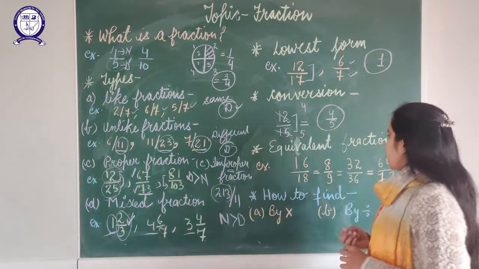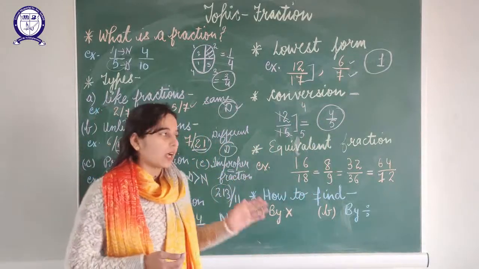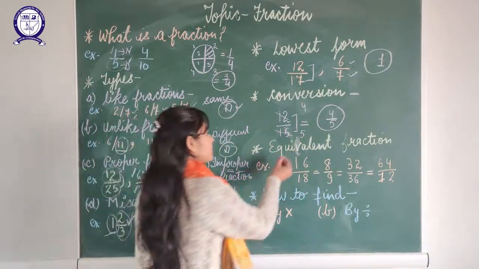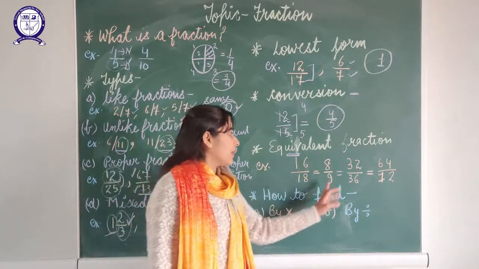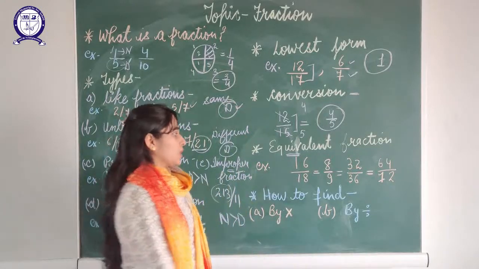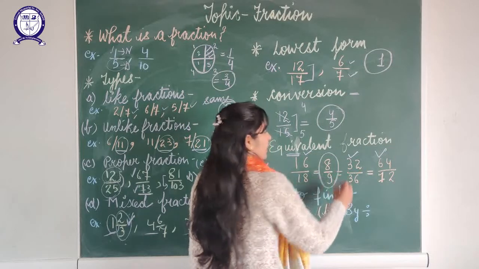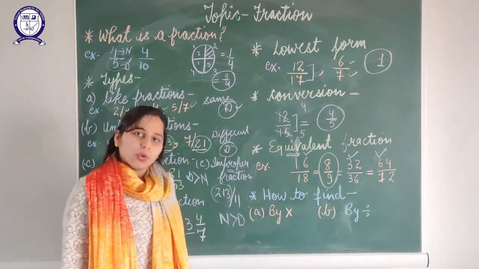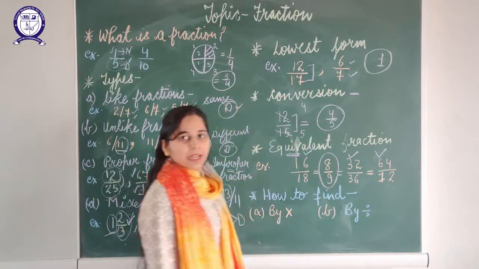Let's discuss equivalent fractions. The fractions which represent the same fraction are called equivalent fractions, as the name suggests. Let's have an example: 16 by 18, 8 by 9, 32 by 36, 64 by 72. Now how to check? All of these fractions have 8 by 9 as their lowest term. Now these are the equivalent fractions of 8 by 9.